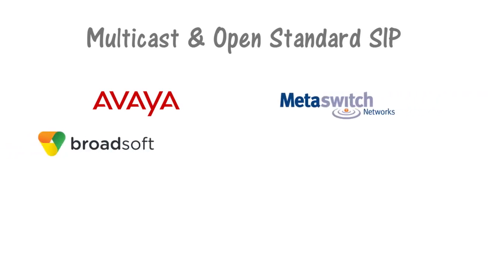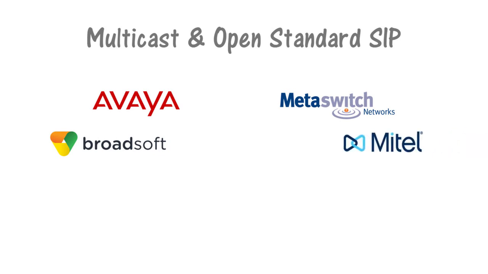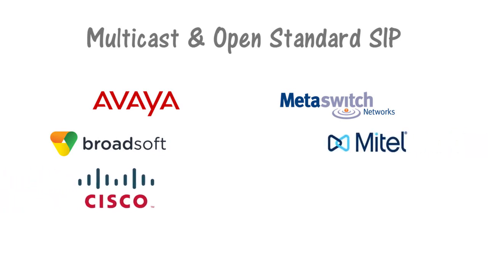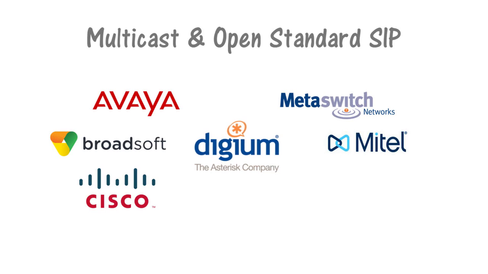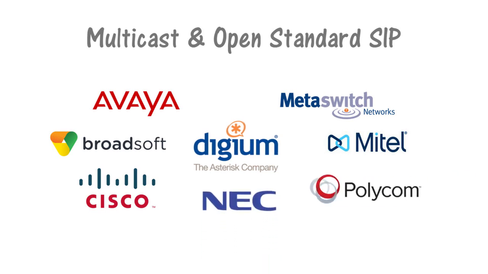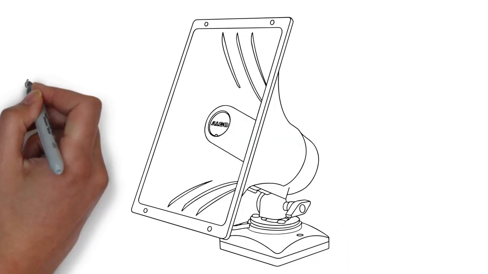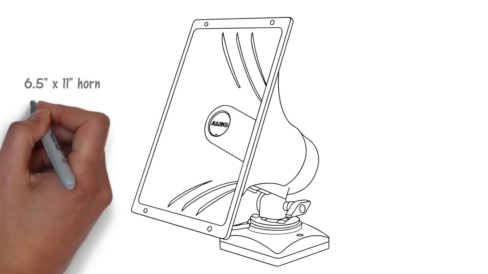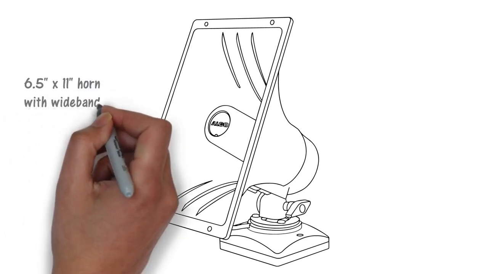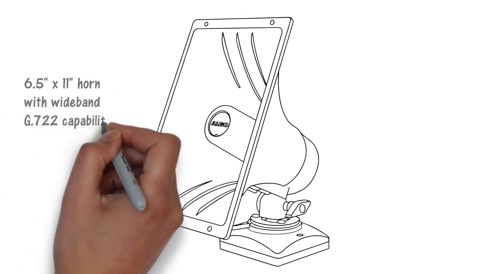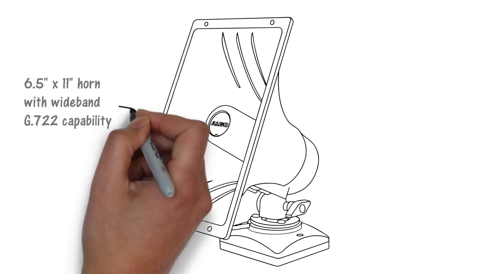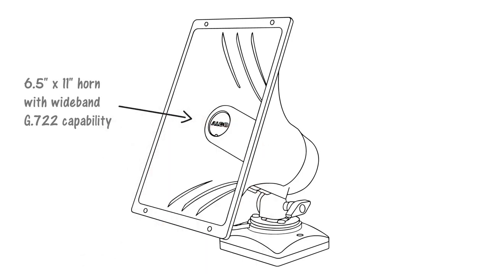Open Standard SIP, or Session Initiated Protocol, makes the Algo 8186 SIP horn speaker compatible with almost any UC-hosted or premise platform. These are just a few of the UC platforms compatible with the 8186. Some key features of the 8186 horn speaker include a 6.5 by 11-inch horn with excellent speech intelligibility, supporting both G711 narrowband and G722 wideband codecs.